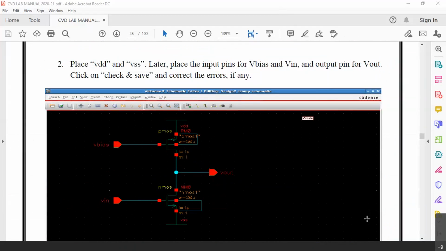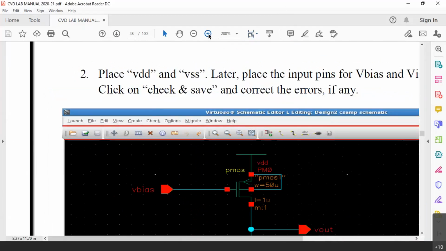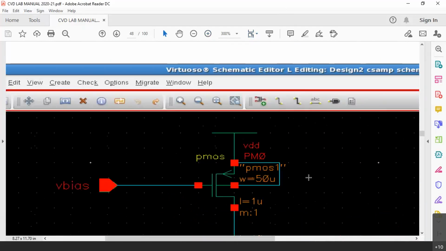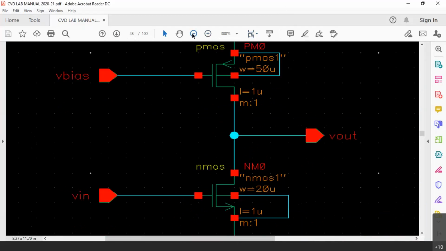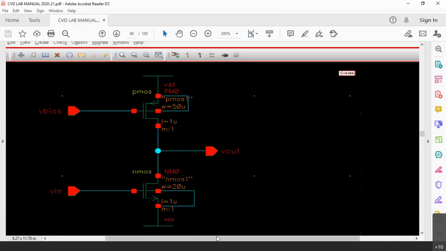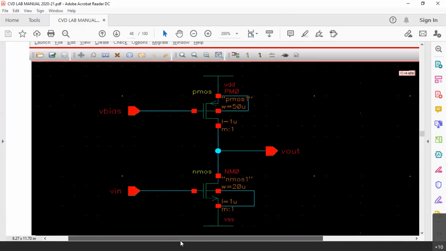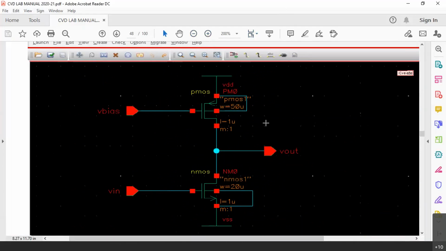This is the circuit diagram of the common source amplifier, where, let me zoom in. Yeah, now you can see the complete circuit. Here you can see that instead of 180 nanometer, we had used 1 micrometer, and the width we had increased. 20 micrometer is the width of NMOSFET, and 50 micrometer was the width of PMOSFET.